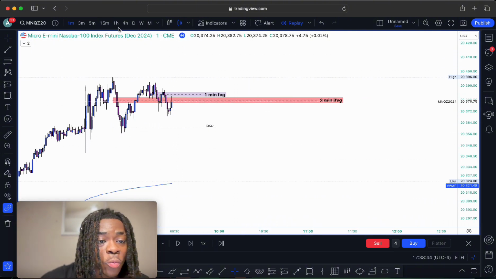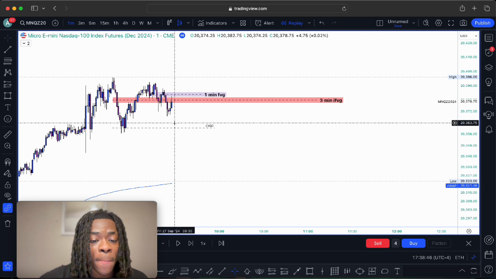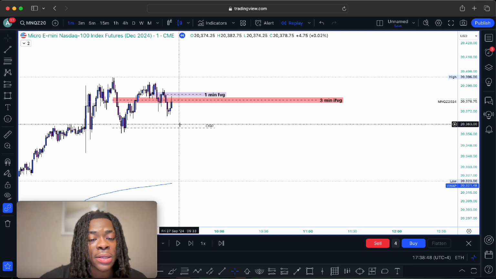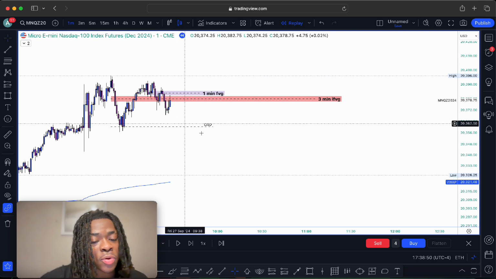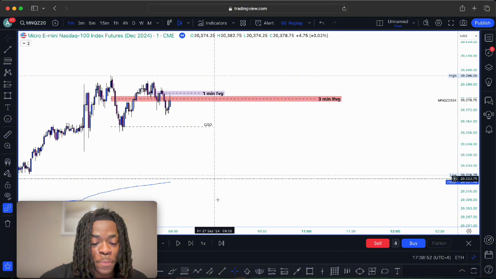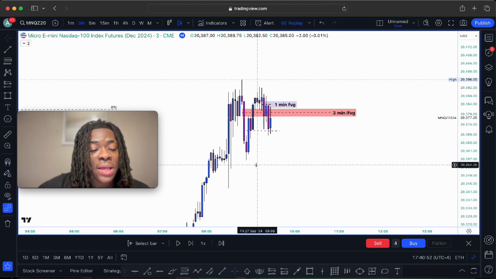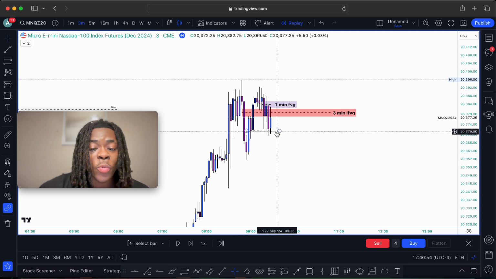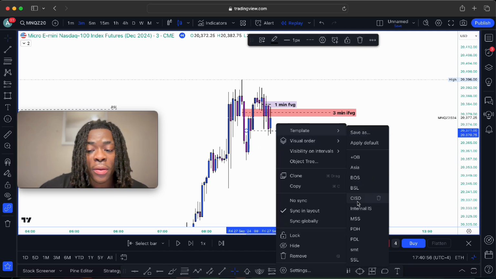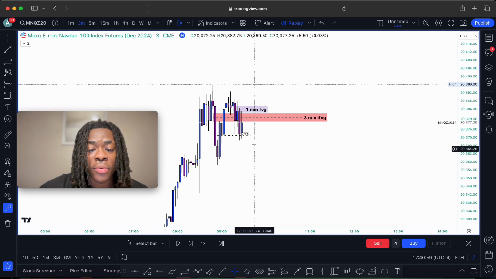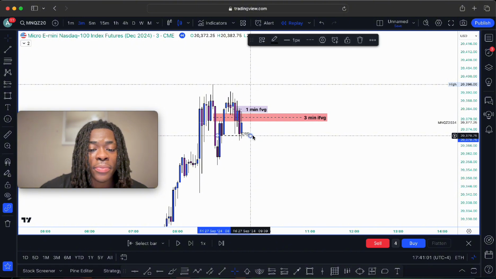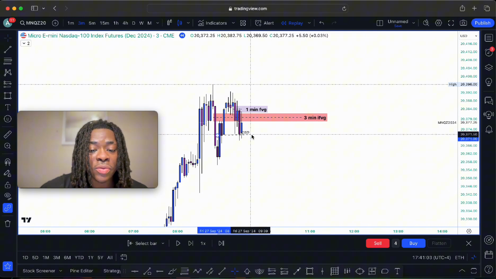Now what I have added to my strategy that's really been working for me is limit orders. So what I did was I set a limit order. So the last confluence in the strategy is to wait for a change in state of delivery. So I waited for price to come down and close below this zone right here.